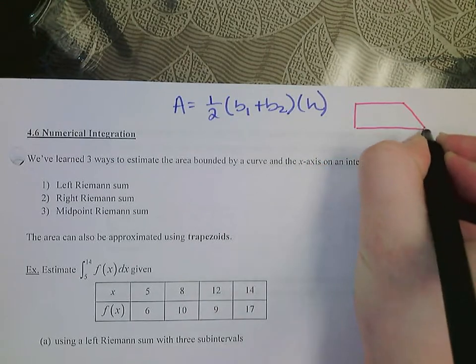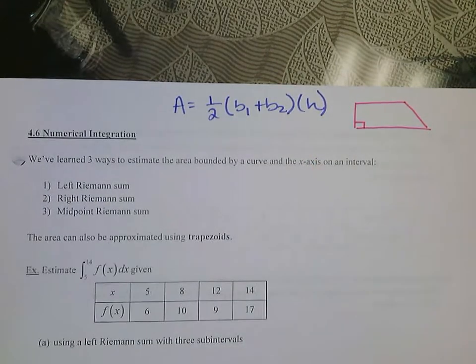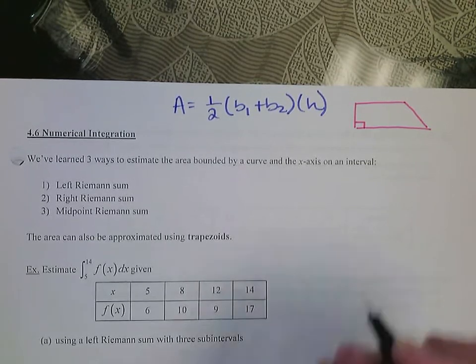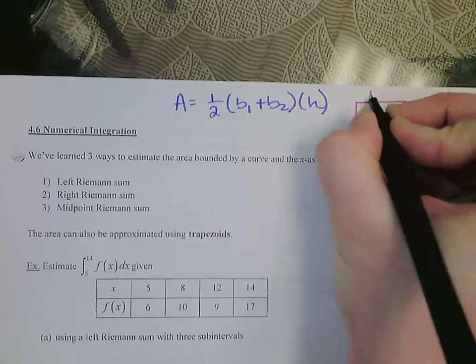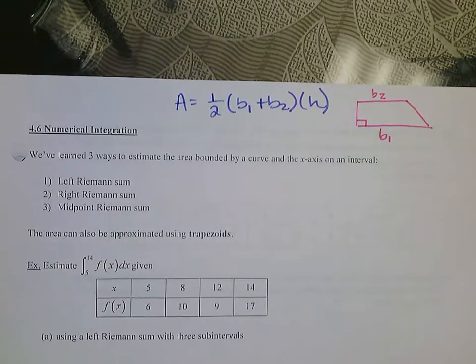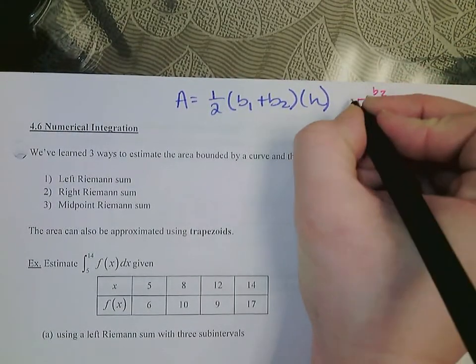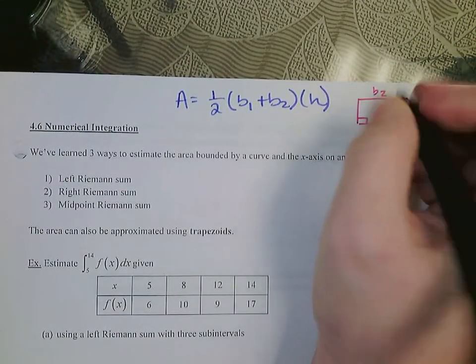We'll look at why that is in a minute. But we have other ways of drawing trapezoids. We have isosceles trapezoids and stuff like that. Right trapezoid just means that one of the sides is perpendicular to the bases. So the parallel sides will be our bases, and it doesn't matter which one you call base 1 or base 2. We're going to add them together and addition's commutative. The height is the distance between the bases, or the length that is perpendicular to the bases. So this would be our height.